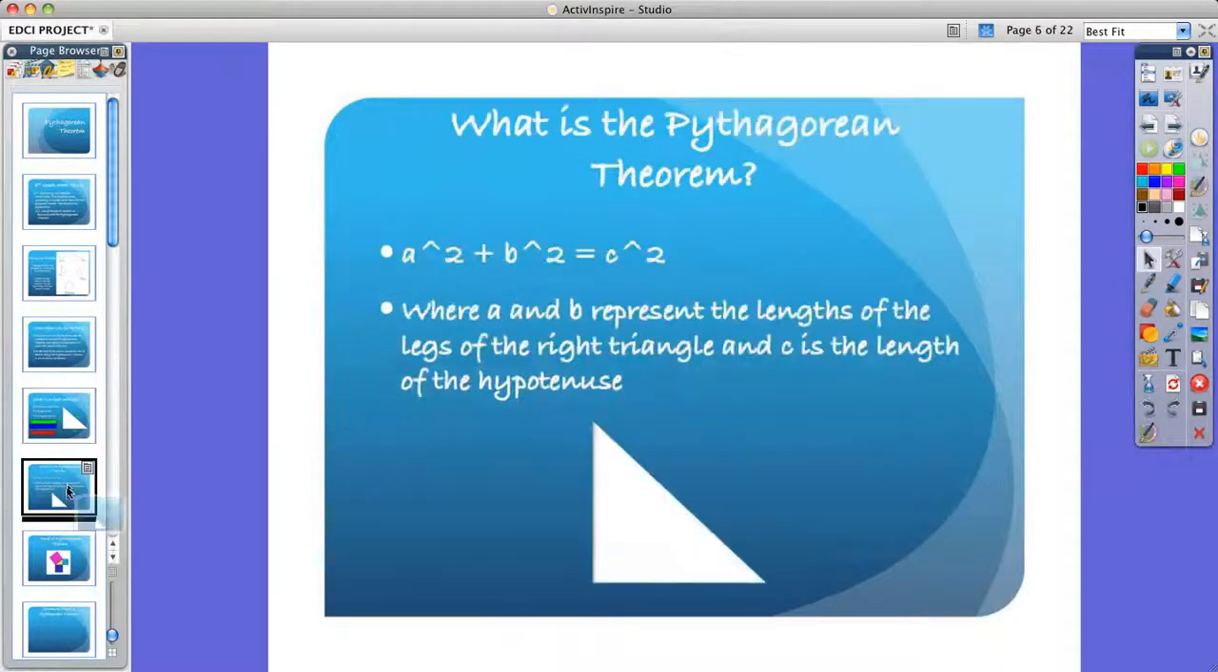So next, let's look and see what is the Pythagorean theorem. The Pythagorean theorem is a squared plus b squared equals c squared, where a and b represent the lengths of the legs of the right triangle, and c is the length of the hypotenuse. So here we have a and b, which are our legs, and then c, which is the hypotenuse. You have this equation a squared plus b squared equals c squared in order to solve for one of your missing legs or the hypotenuse if you need it.